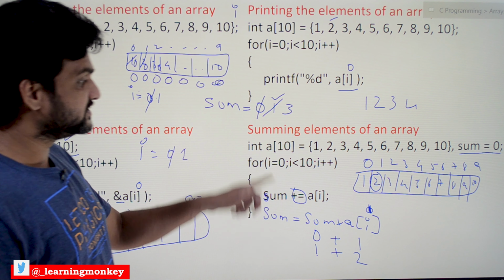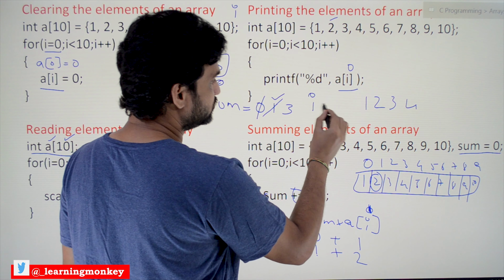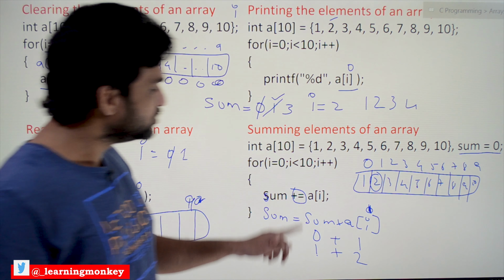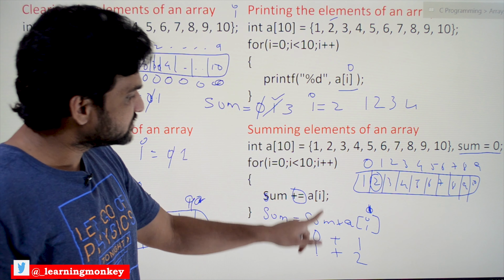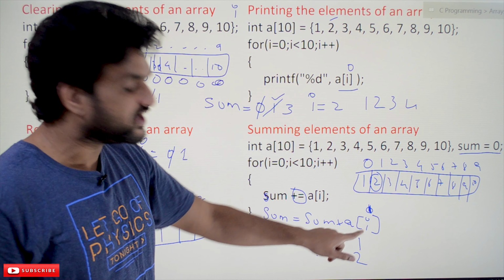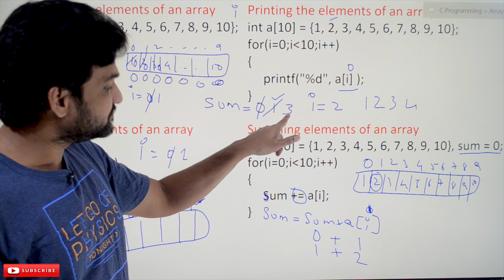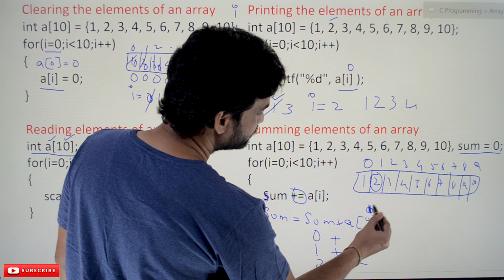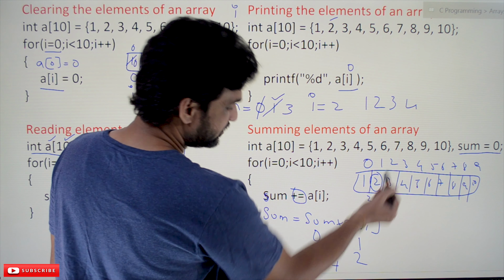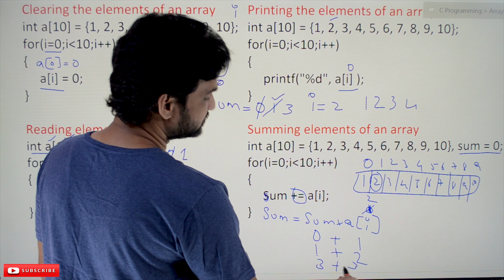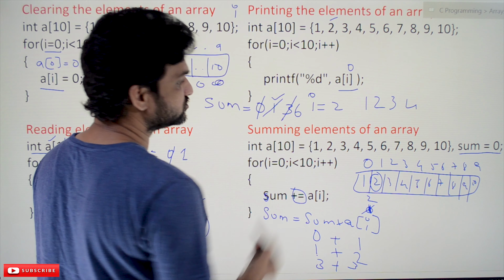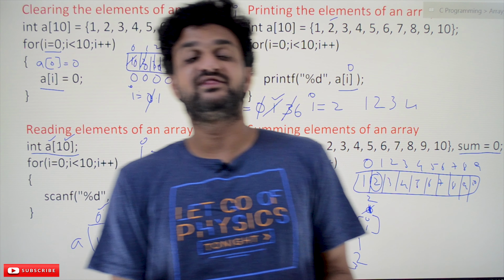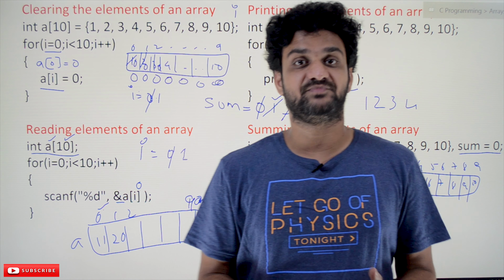And the next iteration, where initially I was 0, then 1 is done. Now the value of I is equal to 2. So with I equal to 2, sum is equal to sum plus a of 2. What is the value of sum? It is 3. So 3 plus a of 2. What is the value of I now? 2. A of 2 is 3. 3 plus 3 is 6. So the new sum value is 6. This is how the elements within the array can be summed up.